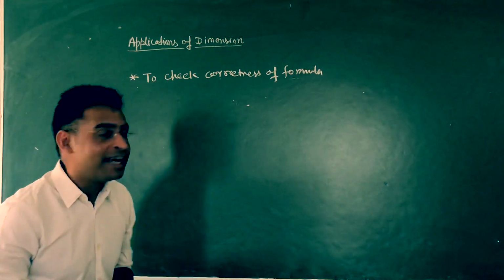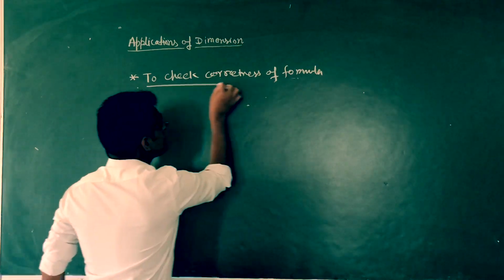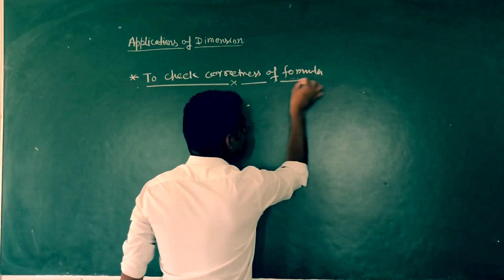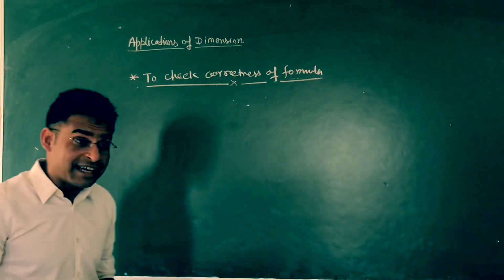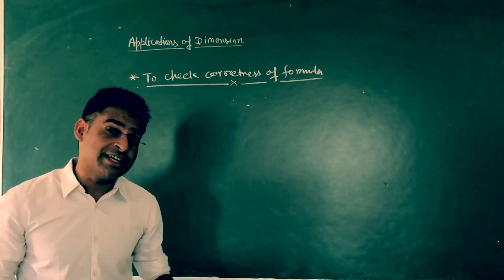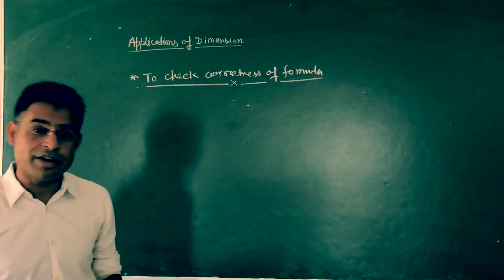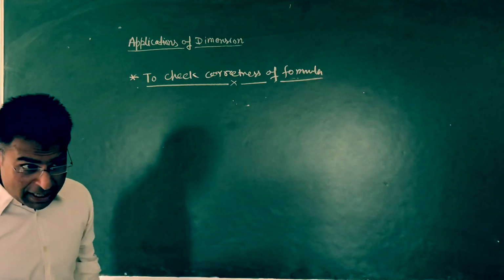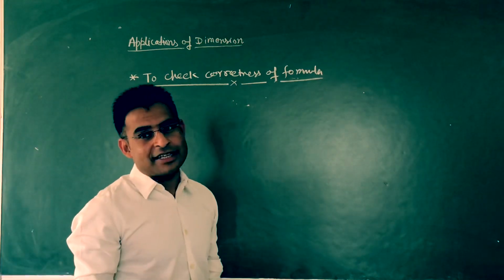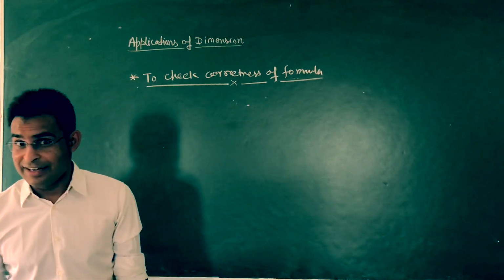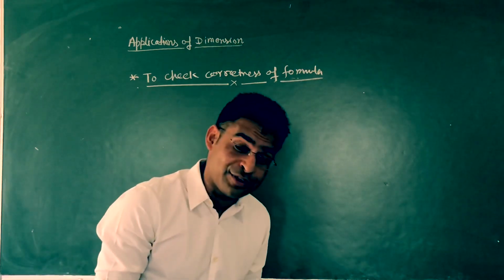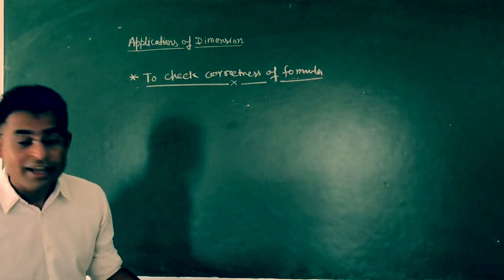How do we check that? If any formula is given and I need to check whether it is right or wrong, I find the left side dimension of that formula and the right side dimension. If the left side dimension is equal to the right side dimension, it means the formula is right. If the left side dimension is not equal to the right side dimension, the formula is not right.